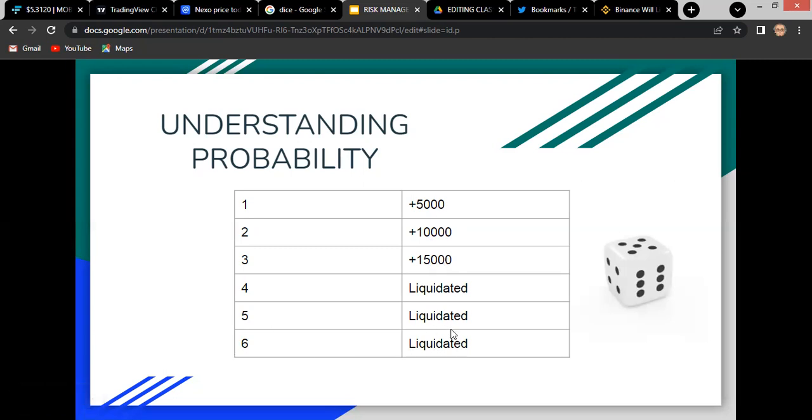So these are the very reasons why it's always very good for you to manage your risk. If you don't manage your risk, this is the kind of result you'll be getting. If you get 1, you're in profit. Get 2, you're in profit. Get 3, you're in profit. But from 4, 5, and 6, if you get either 4, 5, or 6, you're definitely getting liquidated. So these are the reasons why you should always manage your risk, because it's a game of probability.